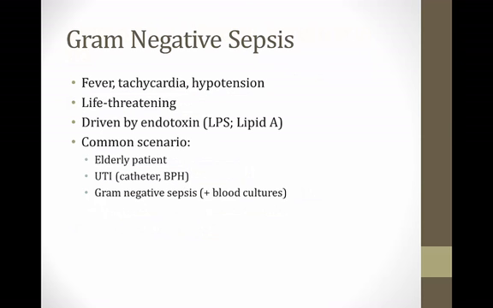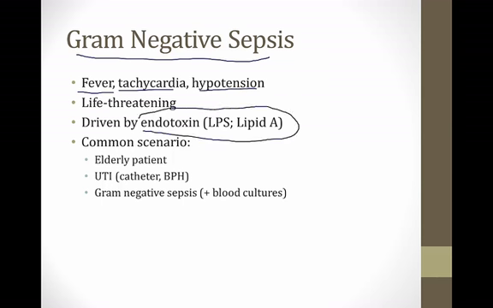As I said before, if E. coli causes a UTI, it can ascend to cause pyelonephritis, and then it can get into the bloodstream and cause gram-negative sepsis. And sepsis from E. coli or other gram-negative bacteria is a very dangerous condition. These patients will obviously be febrile, they're also tachycardic and often hypotensive. And one high-yield thing to remember, especially for Step 1, is that this is driven by the endotoxin in the bacteria. That's the lipopolysaccharide and the lipid A contained in the cell wall of the gram-negative bug.